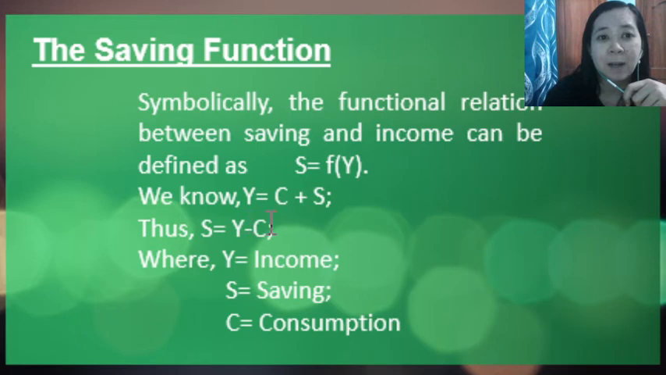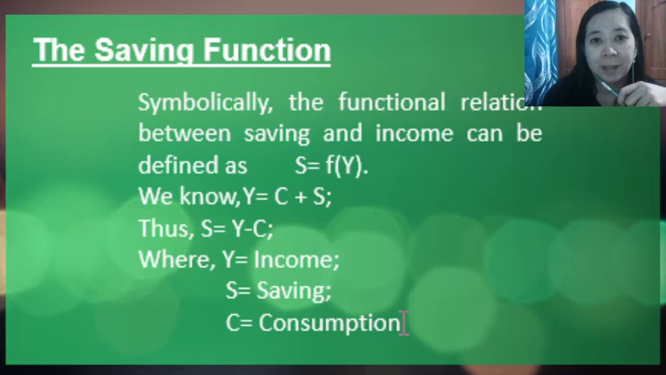So our Y variable here, which stands for income, is equal to C plus S. Your C is consumption, and S is for saving. So this constitutes your income. In other terms, if you're going to derive your formula, your saving is equal to the income minus consumption. So very basic. This is how you determine the functional relationship of the saving and income.